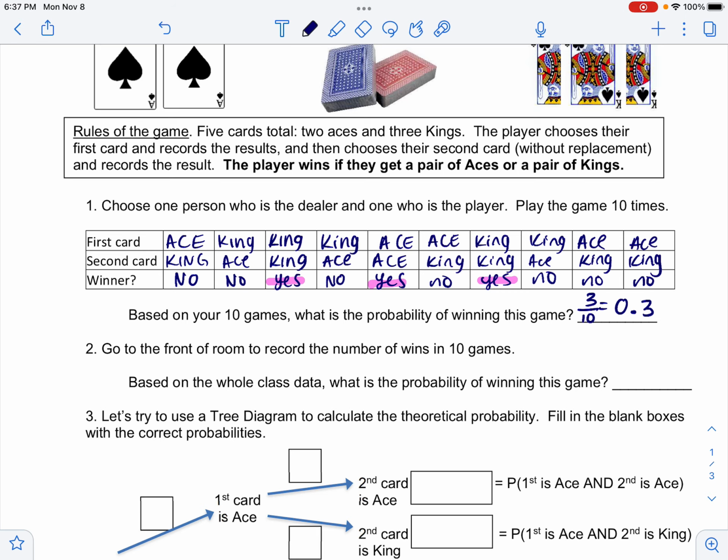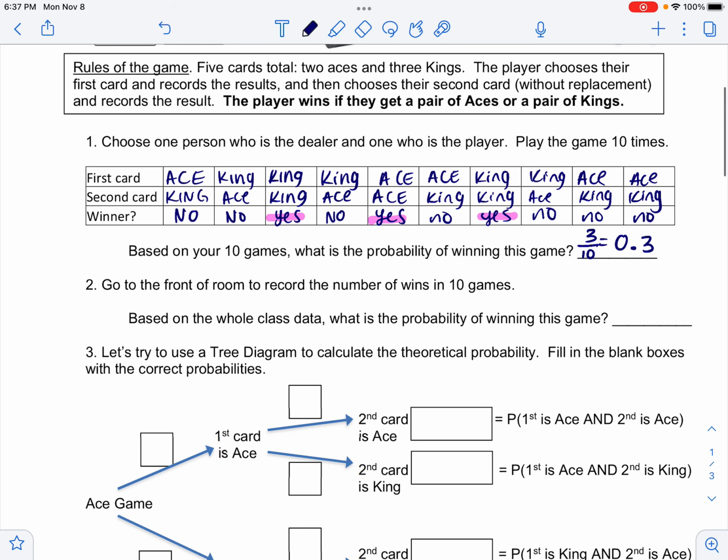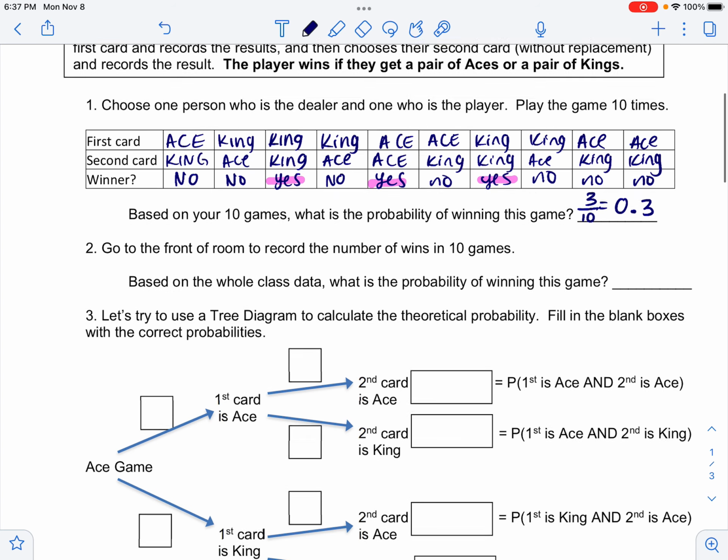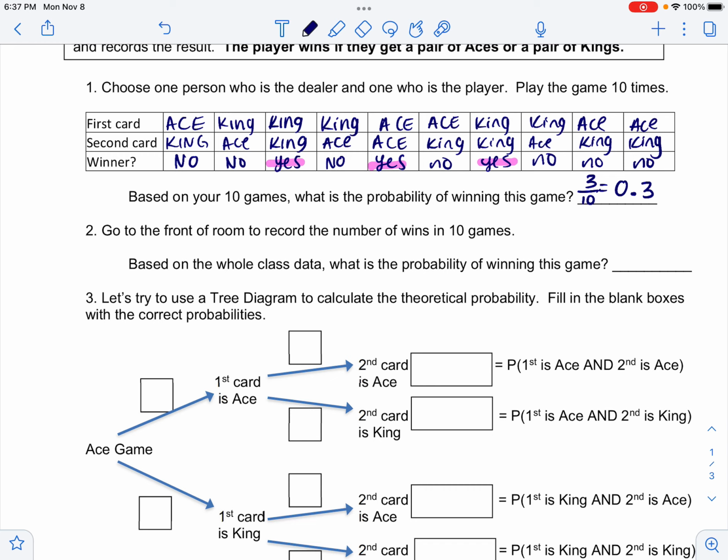Now, we are not together in class, so we cannot record our data at the front of the room, unfortunately. But I'm just going to give you some data that has been collected by other people. So we're going to use the data that has been collected before us, and the probability of winning this game, 116 games were won out of 300 games played. And so this gets us a probability of 0.387.